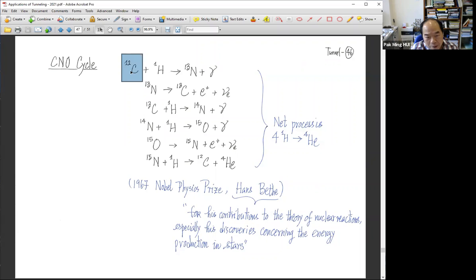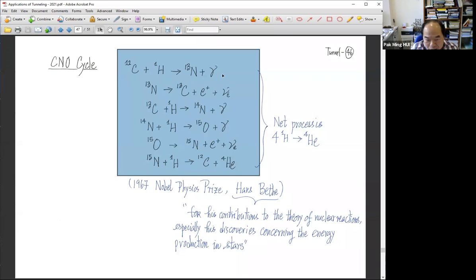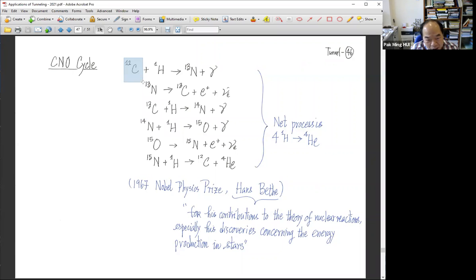Once you have some carbon around, these processes can occur. You add up the left-hand side and right-hand side, and the carbon only serves as a catalyst. It will come out again. So the net effect is still the same, and that is easier to occur than the previous PP cycle. So that's Hans Bethe.